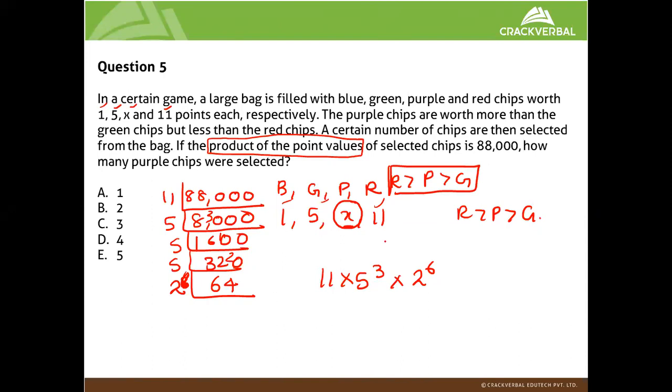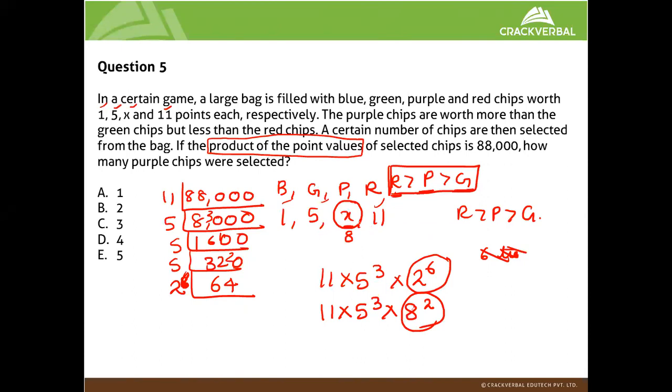Perfect. So what you need to understand here is I know that the answer has to be in between this. I know that point values of the red chips are much greater than the point values of the purple chips and much greater than the point values of the green chips, right? So this can be written as 11 into 5 cube and 64 can be written as 8 square. So I know for a fact that the value of X here has to be 8.